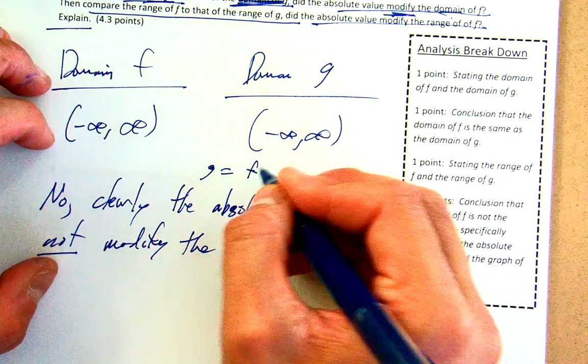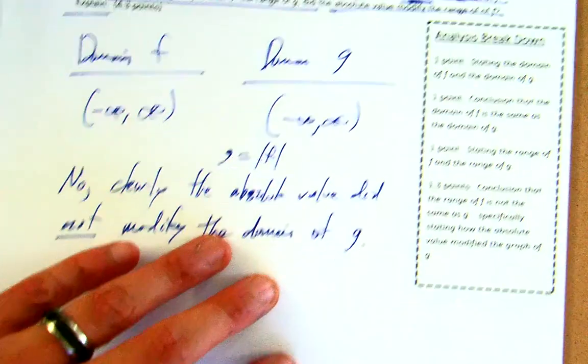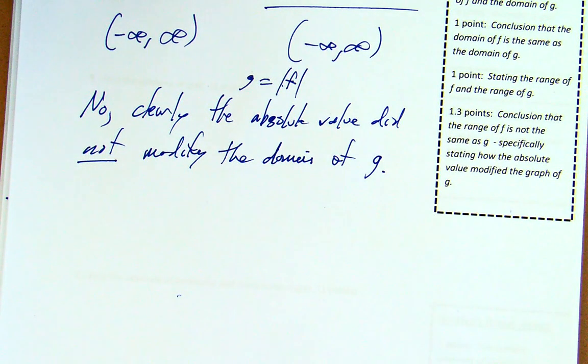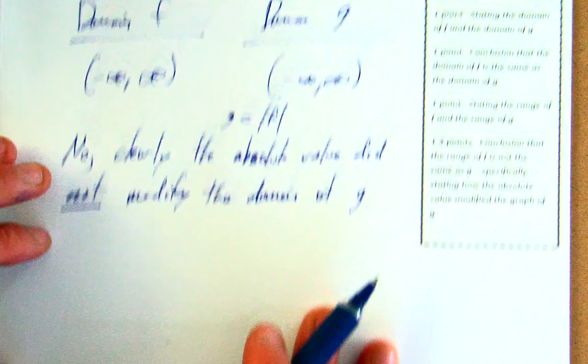Well, no, it was on F. Because G was the absolute value of F, right? So the absolute value did not modify the domain of G. Or you could say their domains are the same. Clearly their domains are the same. Look at the picture. Look at these. No duh. Okay, next part of the question. Hugo, what else do I have to do?